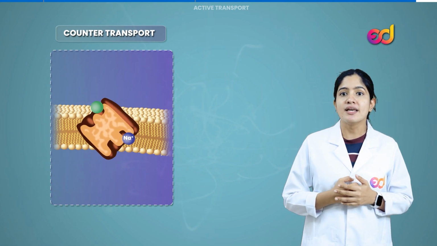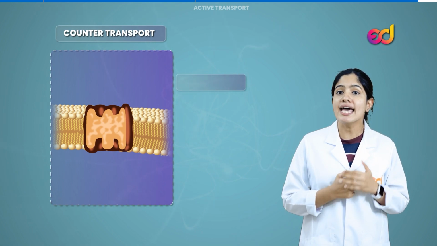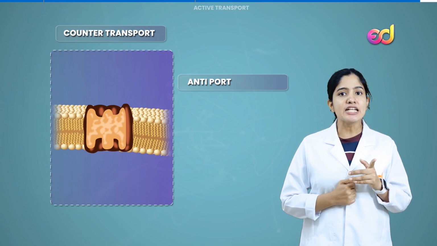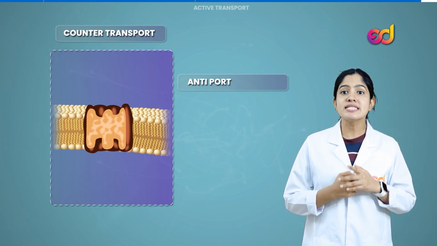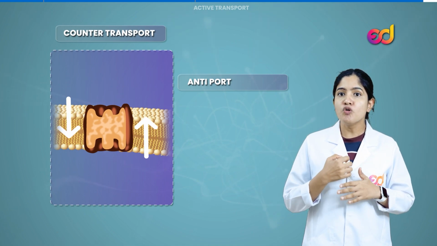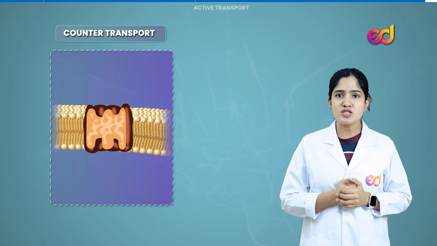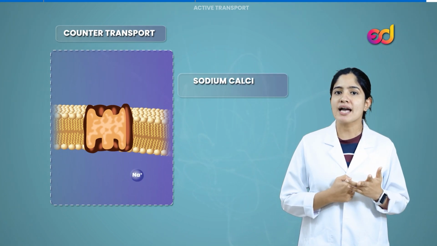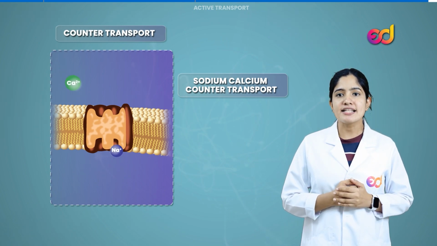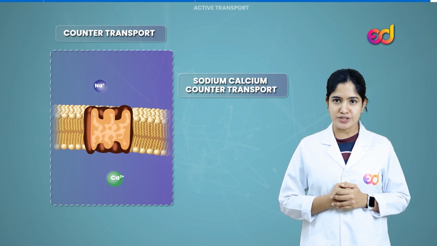Whereas, in case of counter-transport, sodium counter-transport is a process by which substances are transported across the cell membrane in exchange for sodium ions by a carrier protein called antipod. The point to remember is, in co-transport, it was sympod. Here, it is antipod. Movement is in the opposite direction. An example of a counter-transport system is sodium-calcium counter-transport. In this, sodium and calcium move in opposite directions with the help of a carrier protein.